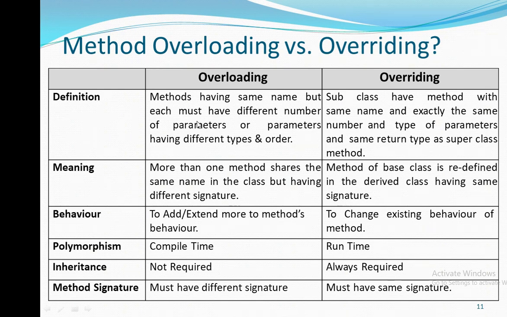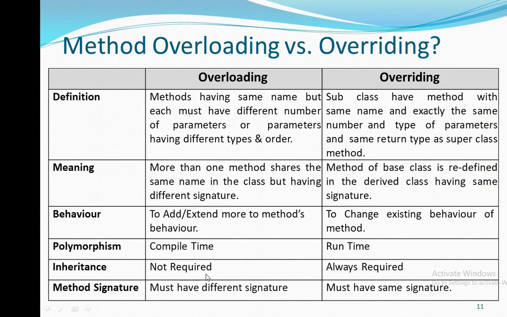So there are some differences we are discussing between overloading and overriding. Definition: overloading is methods having the same name but different signatures. Overriding is methods having the same name and the same signature. In overriding, the subclass has a method with the same name and exactly the same signature, whereas in overloading more than one method shares the same name in the class but has a different signature. Here, the same name and same signature, but the method is present in a base class and a derived class. Overloading adds to or extends a method's behavior, while overriding changes the existing behavior of a method. Overloading is resolved at compile time, overriding at runtime.